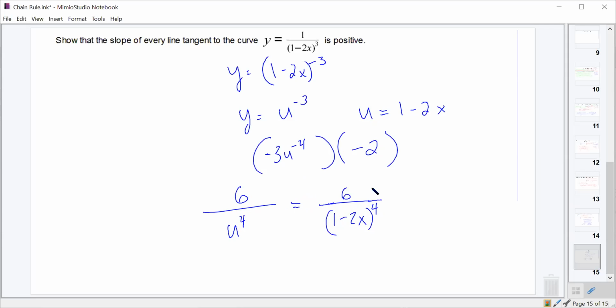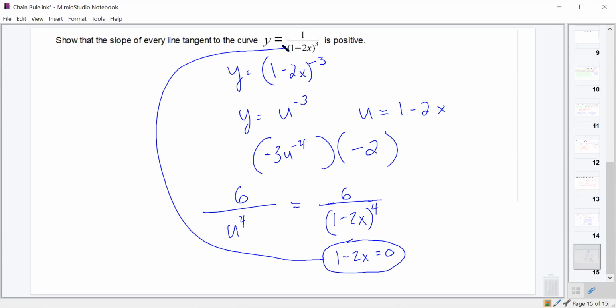And what can you tell me about the numerator? 6 is positive, right? And what about the denominator? It's raised to the 4th, so it'll always be positive, unless it's 0, right? Unless 1 minus 2x equals 0. But if 1 minus 2x equals 0, the function's undefined, so there wouldn't be a tangent line anyway. So we don't have to worry about that. Right, so this is always a positive divided by a positive. And therefore, it's always going to be positive. Good or no?